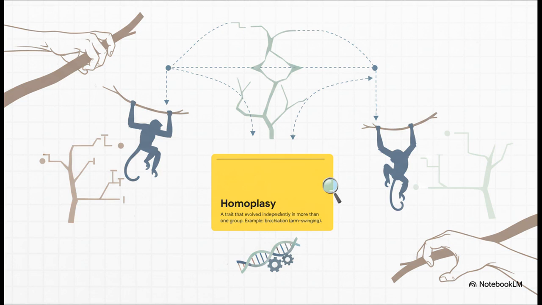Now here's a crucial curveball: homoplasy. This is what happens when a similar trait evolves completely independently in different groups. A great example of this is arm swinging, or brachiation. Some monkeys can do it, and apes can do it, but they didn't get it from a common arm-swinging ancestor. They developed it separately. This is a classic case of convergent evolution, and cladistics is the tool that helps scientists spot these tricky, false connections.